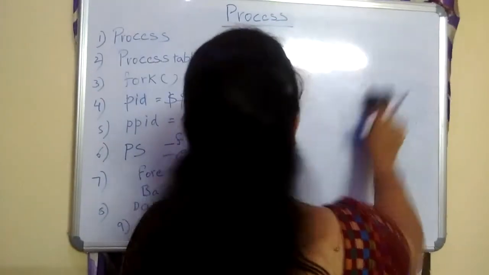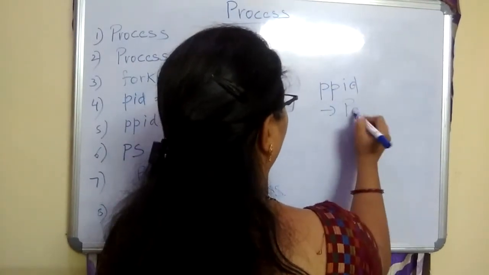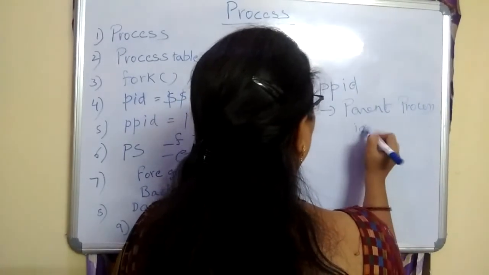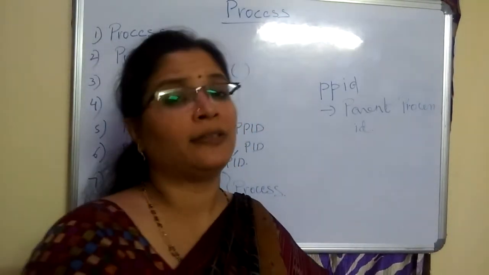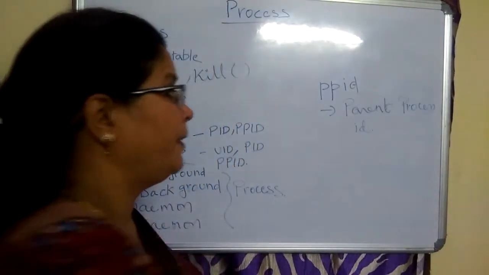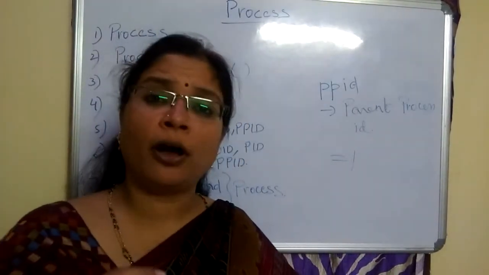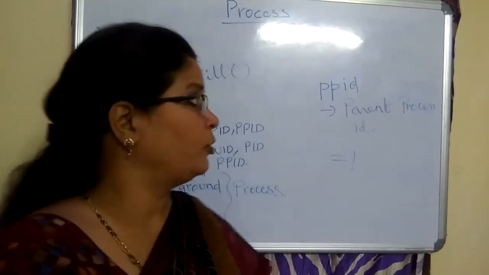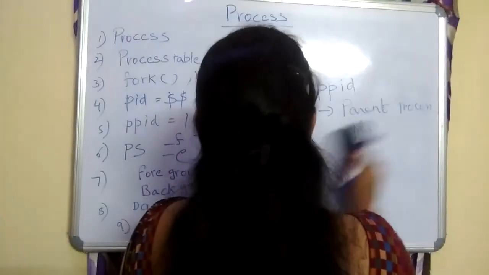Next, we see one more thing that is called PPID. PPID stands for parent process ID. So what is the parent process ID? By which this running process is created, what is the parent of it, what is the ID of it, that information we can get using the parent process ID. Parent process ID is 1 because init is the process which is the mother of all the processes. The identification number of init is always 1. So parent process ID always gives 1.